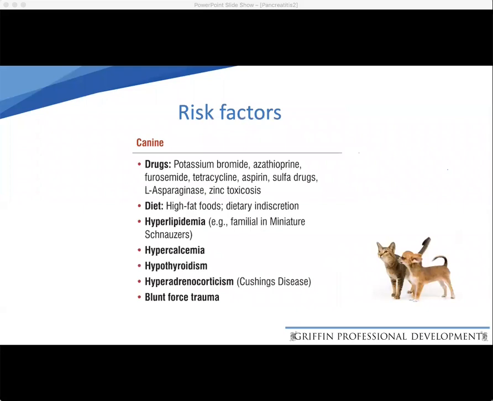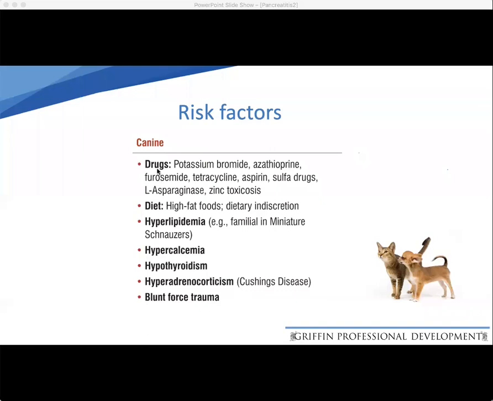So what are the risk factors in dogs? Well, many cases of pancreatitis may be idiopathic in nature, but there are some accepted risk factors that are believed to increase the likelihood of developing pancreatitis. These include things like hypercalcemia, and blunt force trauma, where the blood supply to the pancreas may be compromised, leading to ischemia, for example.